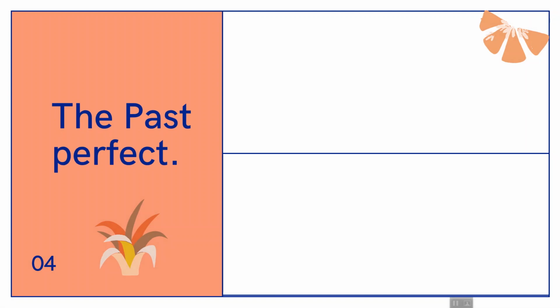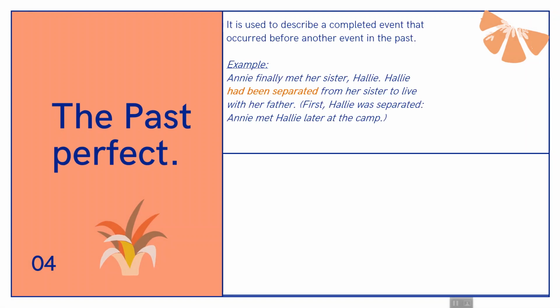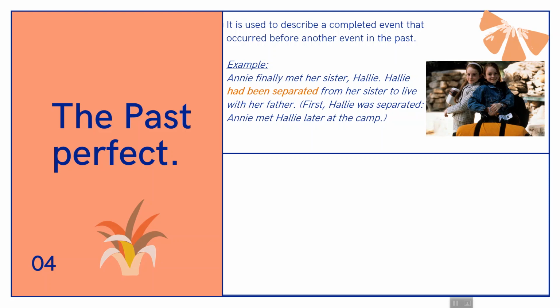The past perfect. Let's remember that we can use it to describe a completed event that occurred before another event in the past. How come? Let's study some examples. Look at the picture that I have over there. Maybe most of you know this movie. It's a very famous movie of Lindsay Lohan. In English, we call it The Parent Trap, and in Spanish, Juego de Gemelas. So I have here some examples based on this movie.